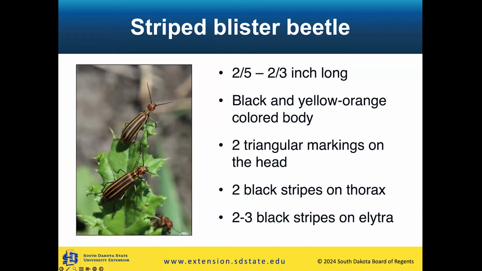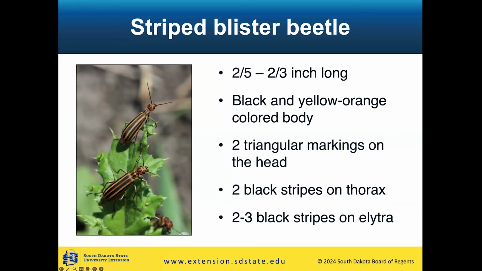The striped blister beetles, these are, again, those most toxic ones that we have here in the state. That coloration is kind of indicative of that, because they have almost that bright warning coloration with the black and yellowish orange stripes down them, kind of warning everybody like, hey, I taste bad and can kill you, so don't touch me.